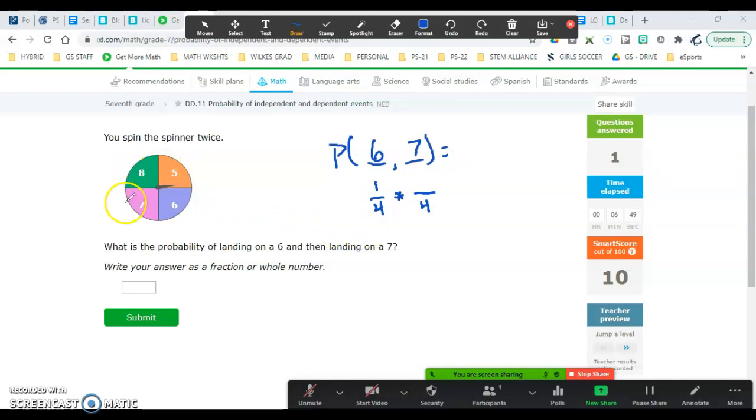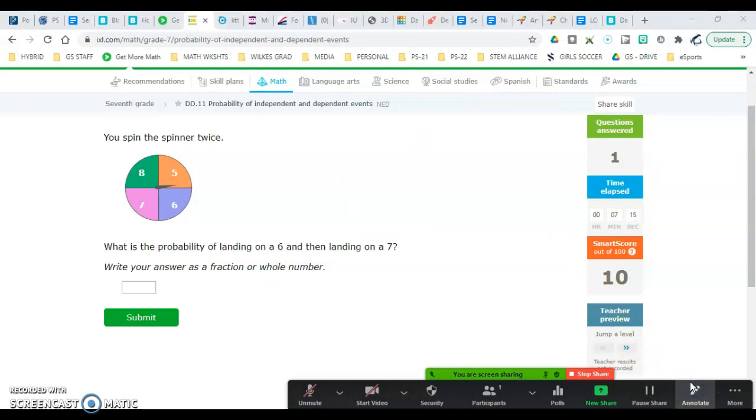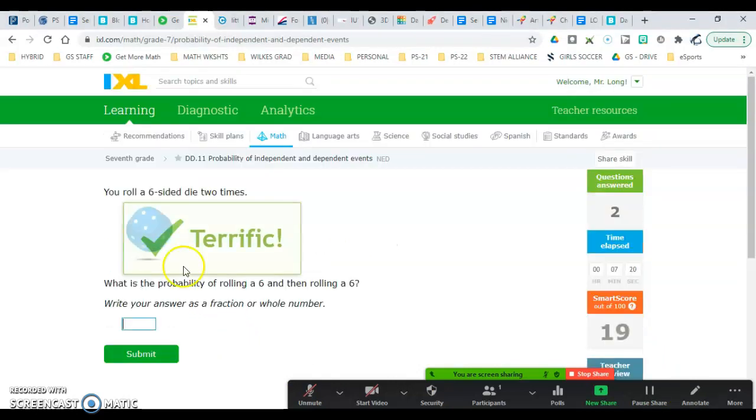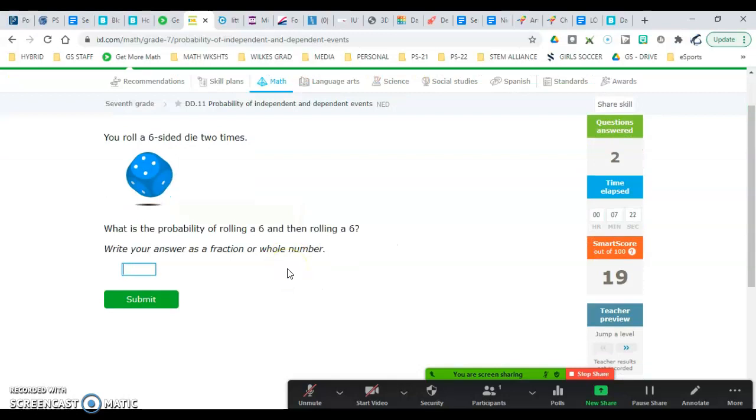What's the chance of a 7? Well, I have 1 out of 4. Multiply those together. Oh, this is nice. Okay, so it lets us do a fraction, so I'm good. This is 1/16. 1 out of 16. So again, I would write down the 2 events you're trying to find, write your probabilities and multiply them. Okay, 1/16. So I'm going to clear that, hit that, and go over here and put in our answer. 1/16. Terrific.